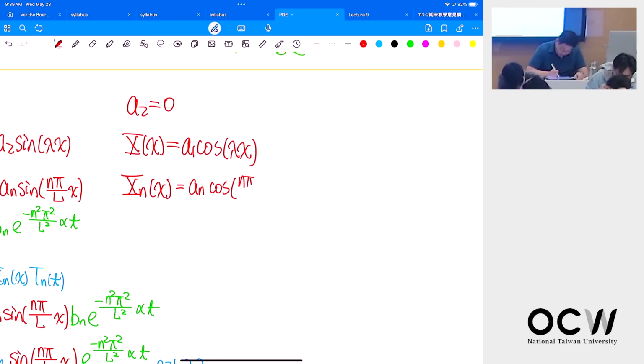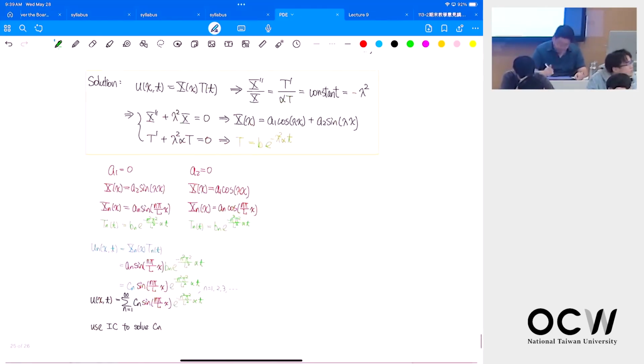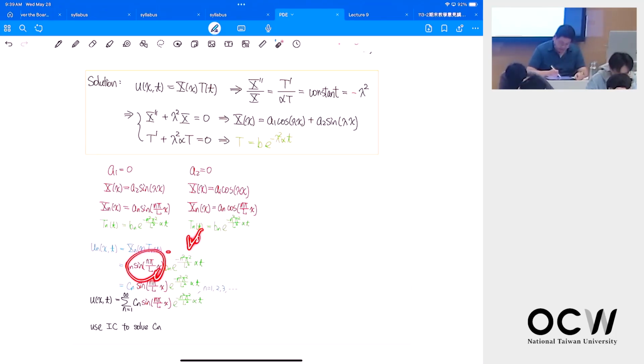n pi over L times x, and your temperature is Bn exponential minus n squared pi squared over L squared alpha t. And you do the similar thing. Now sine becomes cosine.